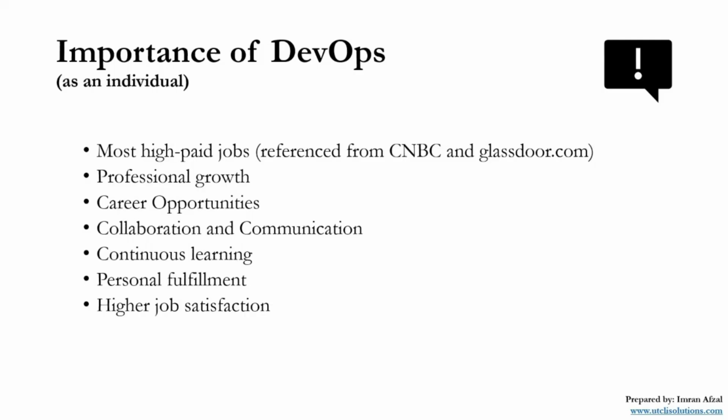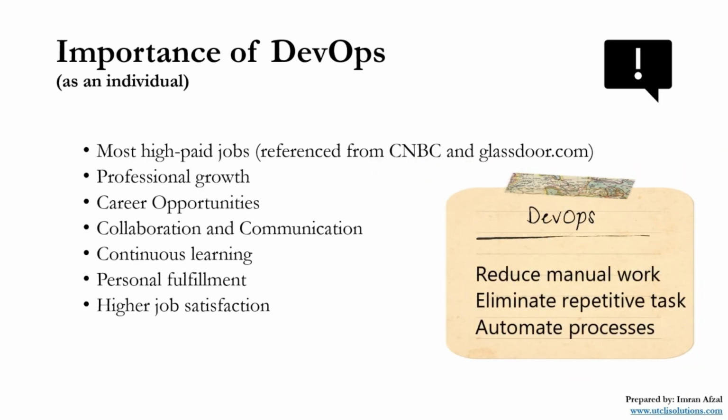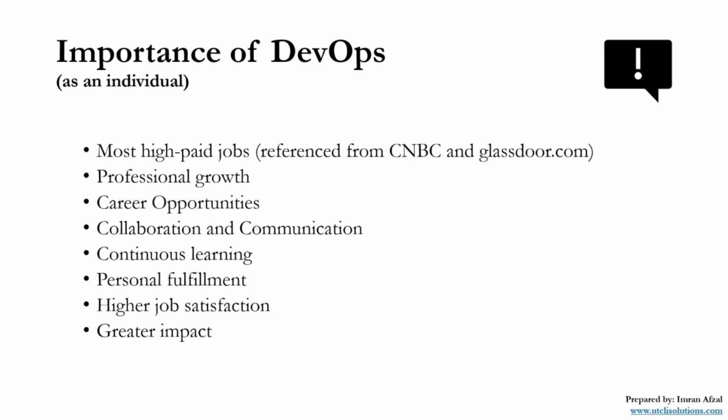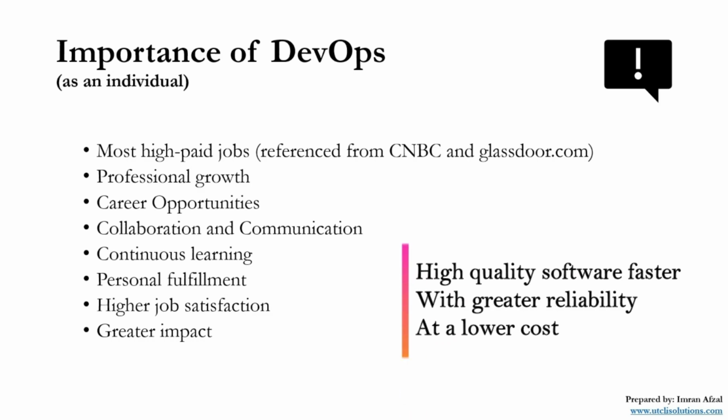Then higher job satisfaction. When you go through the personal fulfillment, of course, it will provide you higher job satisfaction. So DevOps helps to reduce manual work, eliminate repetitive tasks, and automate processes. So this leads to higher levels of job satisfaction and better work-life balance. Then greater impact. DevOps enables individuals to make greater impact on their organization by delivering high quality software faster, with greater reliability, and at a lower cost. This can lead to a greater sense of purpose and fulfillment in their work.